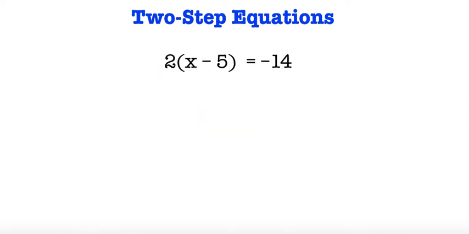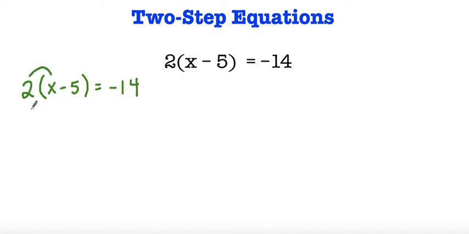So here I have another problem. I have 2 times (x minus 5) equals negative 14. And there are two ways that we could go about solving for x in this case. So the first way is, we know we have the distributive property here. So the first thing I could do is distribute if I wanted to.